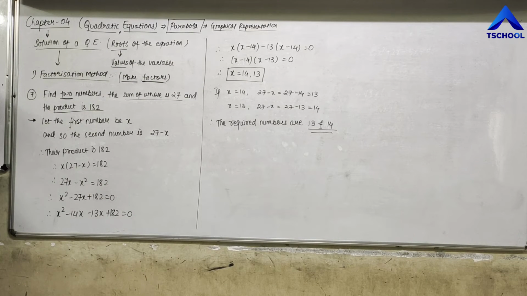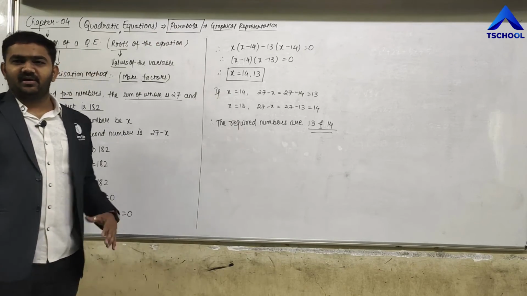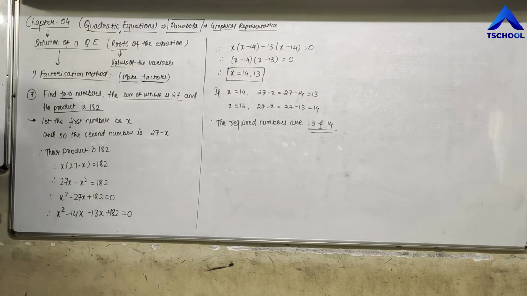So in this way you can solve the question. So first of all, what have we seen? We have seen how to form a quadratic equation. Once we get the quadratic equation in this step, then we follow our factorization method. That means this is a combination of two methods that we have discussed in this chapter, right?